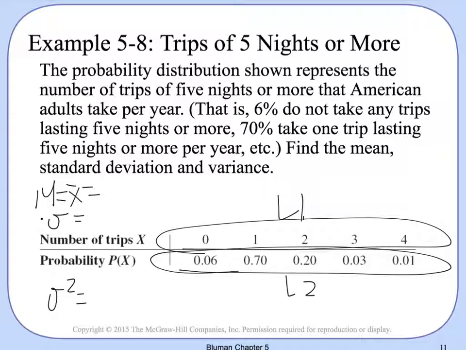Oh, we forgot to check to see if this is a true probability distribution. Do all those probabilities add up to 1? Because if they don't add up to 1, then we're missing something in this data. But they do: 0.06, 0.7, 0.2, 0.03, and 0.01. Those sure do add up to 100%.